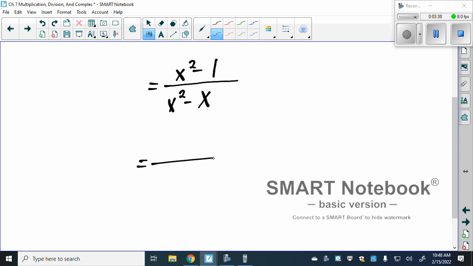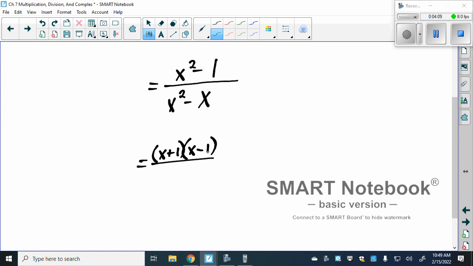Now at this point here, we can't just cross out the x squared because on top we have x squared minus 1, on bottom we have x squared minus x. For us to be able to simplify, we need to see if we can factor and go from there. Well, the numerator is factorable. It is a difference of perfect squares because x squared is a perfect square and 1 is a perfect square, which would give us x plus 1 and x minus 1.